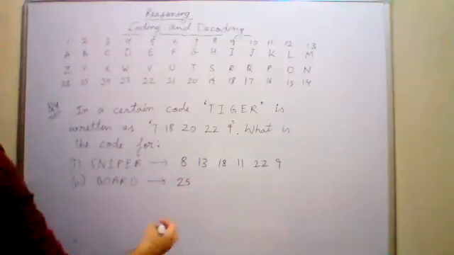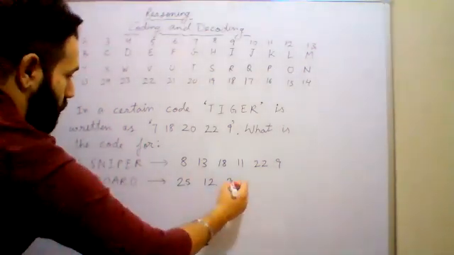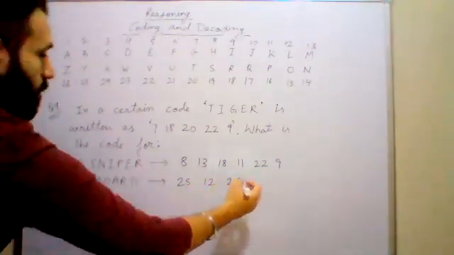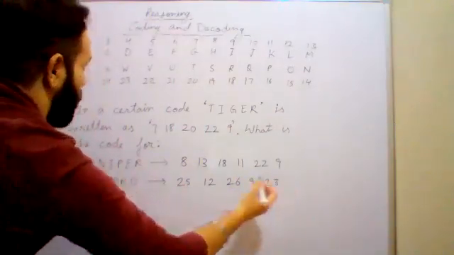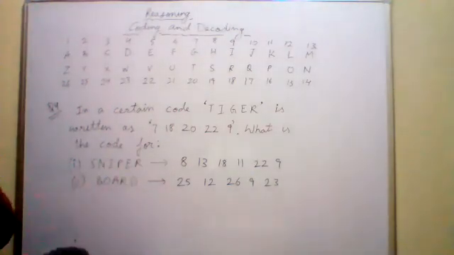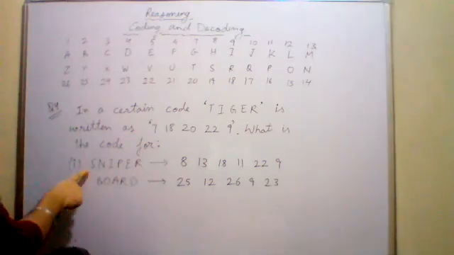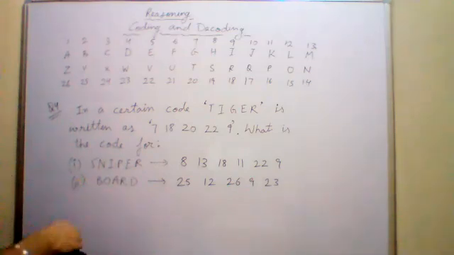25, sir, 12, 26, 9. Sir, I don't understand. 22. Beta, sir, I don't know. Sir, of sniper. Yes, sir. Keep your mic off.